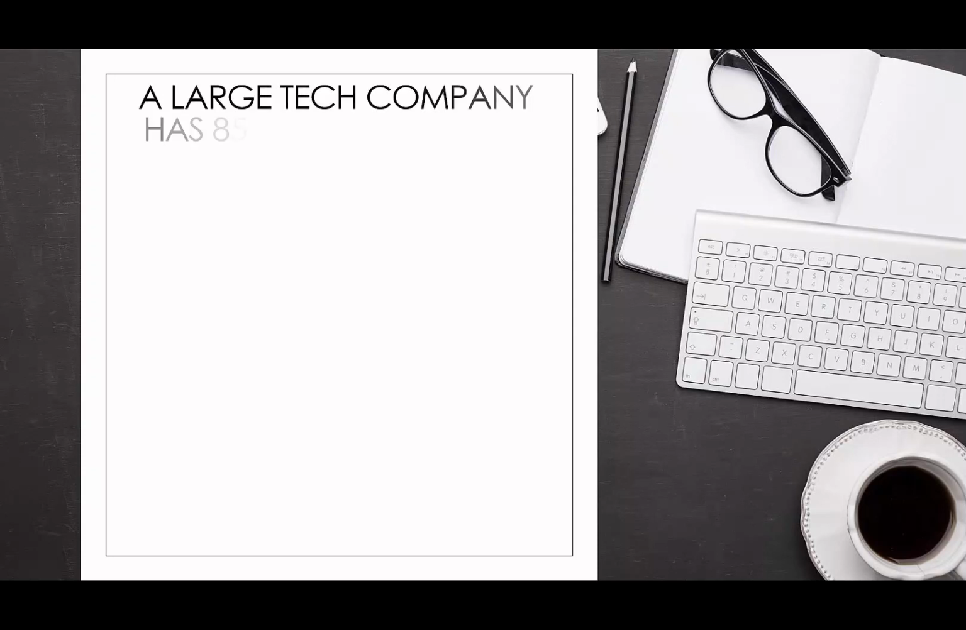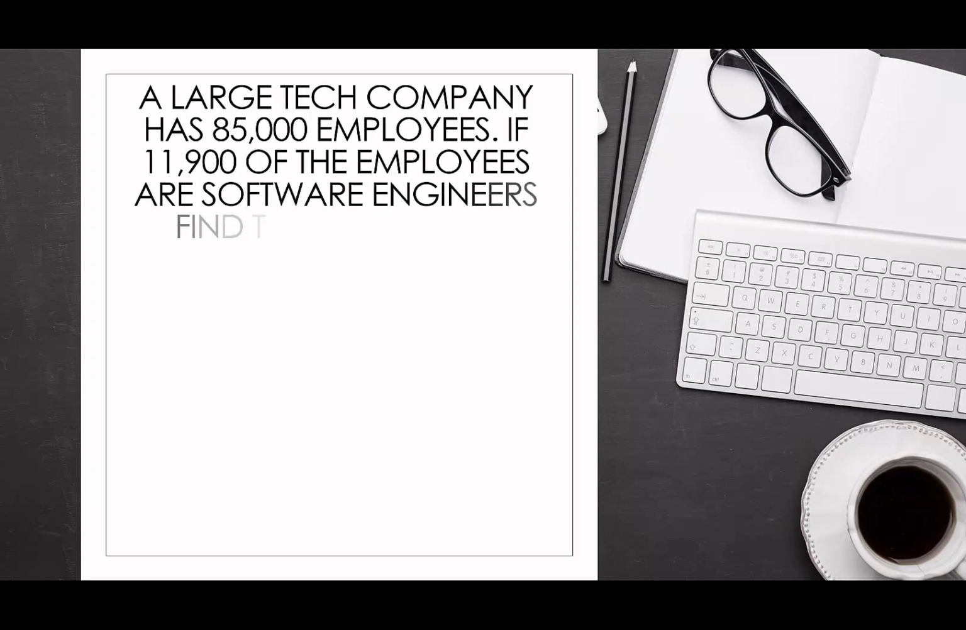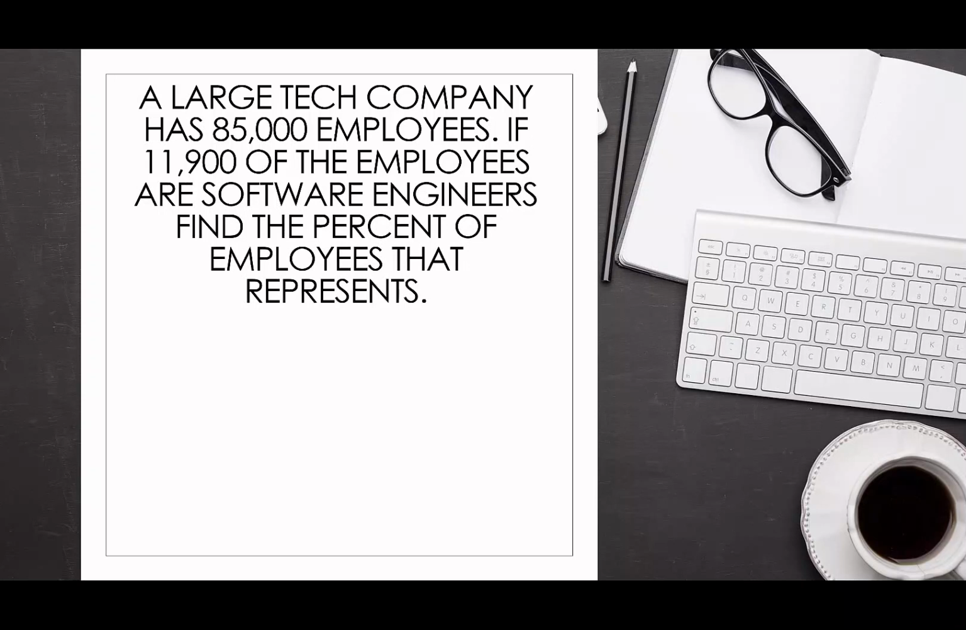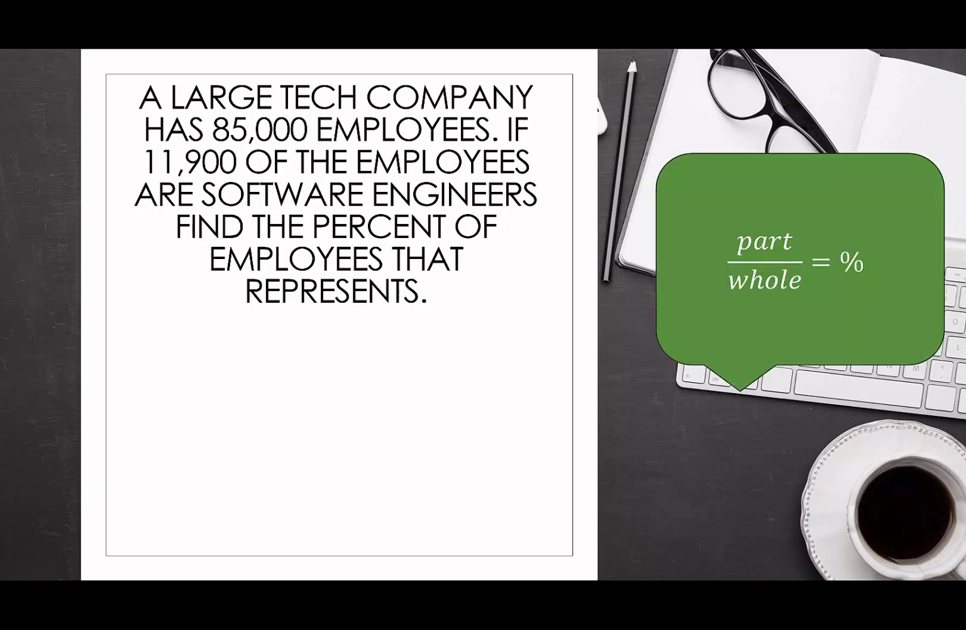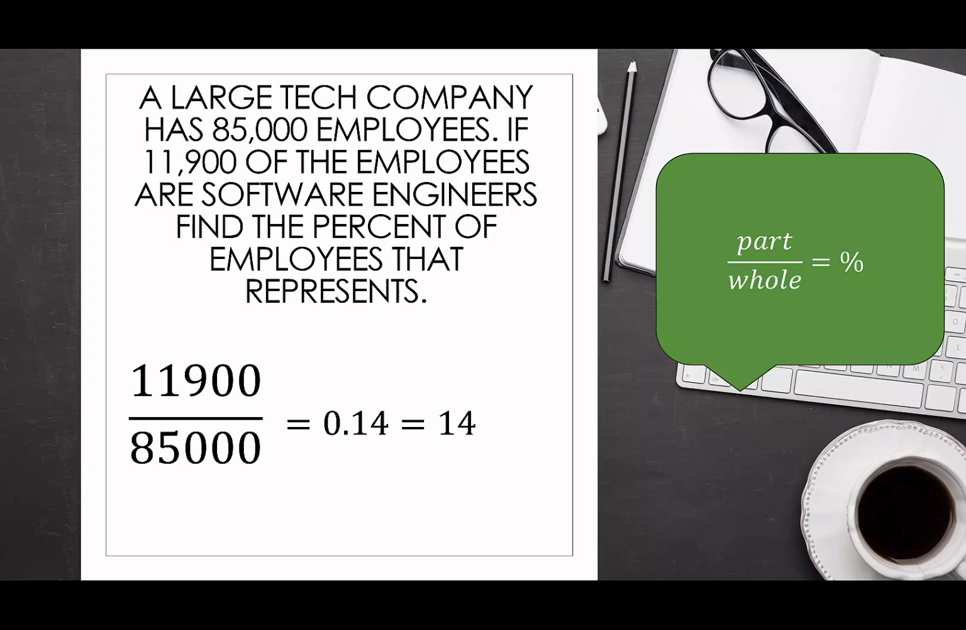To start, a large tech company has 85,000 employees. If 11,900 of the employees are software engineers, find the percent of the employees that represents. We're going to use our formula that the part of the whole is a percent, where we can see that the part is 11,900 and the whole is 85,000. We form our ratio of 11,900 over 85,000, which comes out to 0.14. I'm going to write that as 14%. So this tells us 14% of the 85,000 employees are software engineers.